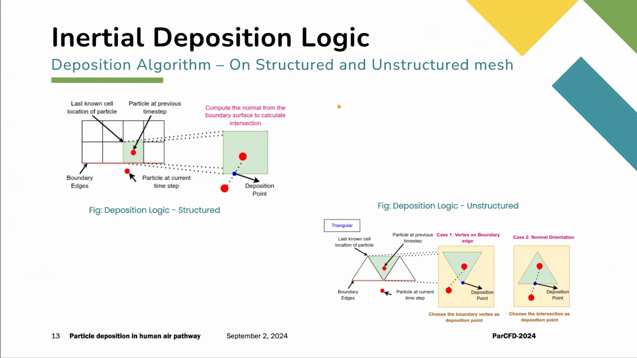Again, the logic for structured meshes is that it will find the new position of the particle outside the domain. Given that it moves with a certain velocity, we form a trajectory and take the intersection point as the deposition point. However, for unstructured meshes, the logic can be quite tricky because we can have a cell without any edges over there. So we employ other algorithms to make sure where it has deposited.